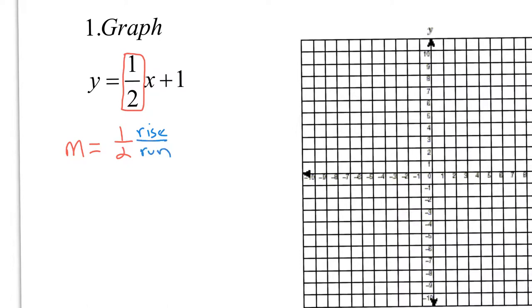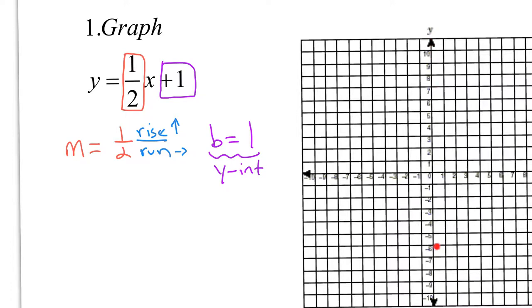What does it mean? Well, rise is a positive 1, so that means you will go up 1. And run is positive, so you're going to go 2 to the right. Now, from where do you go up 1 and then 2 to the right? That's where the y-intercept comes in. The y-intercept is the number after the x. So I'm going to put b equals, and it is a positive 1. This is where you start graphing the line, your y-intercept.